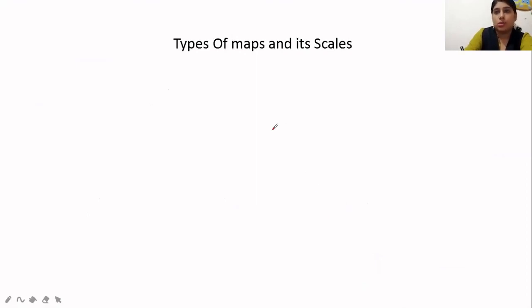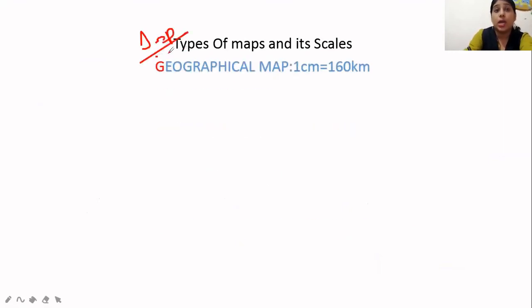Next, we have to discuss types of maps and their scale. This is a most important MCQ question. It can be asked in the examination. For example, they will ask what is the scale for a geographical map. It is 1 centimeter equal to 160 kilometer. As it is a wide area, we use a very large measurement for the geographical map only.